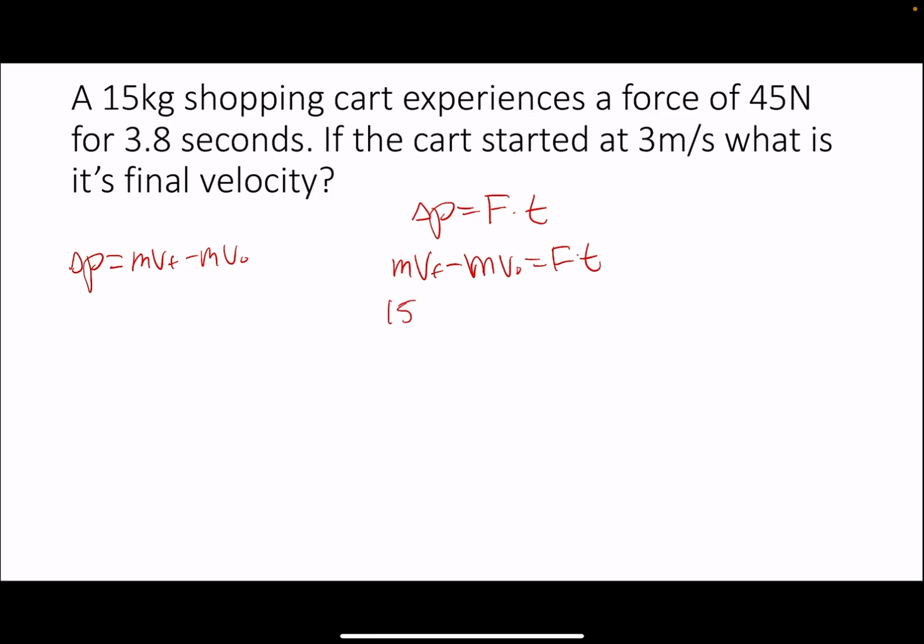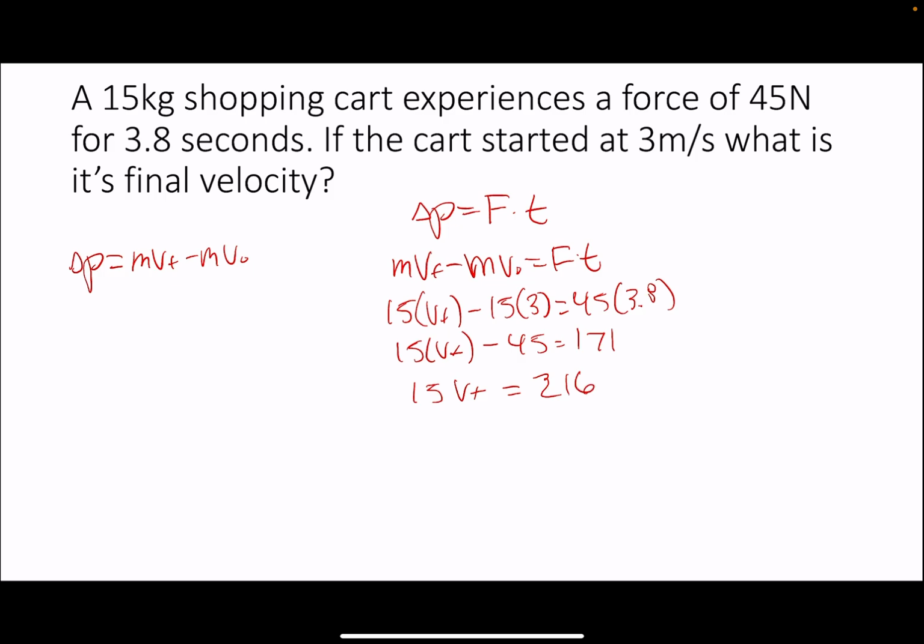Our mass is 15, and we're looking for the final velocity. Our mass is 15, and our initial velocity was 3. Our force is 45, and our time is 3.8. Okay, so we get 15 Vf minus 45 equals 171. And then we can go ahead and add 45 to both sides. We get 216. And if we divide by 15, we should get 14.4. That's our final answer.